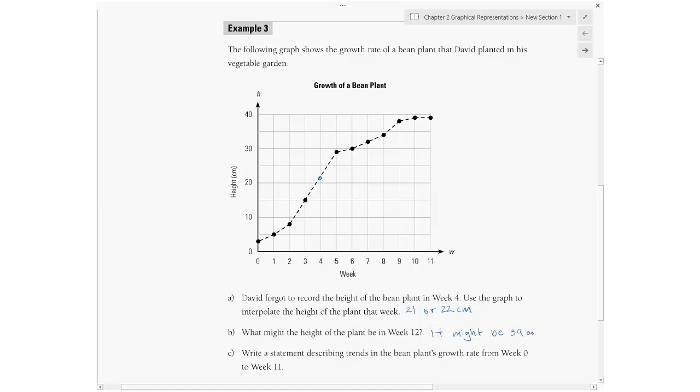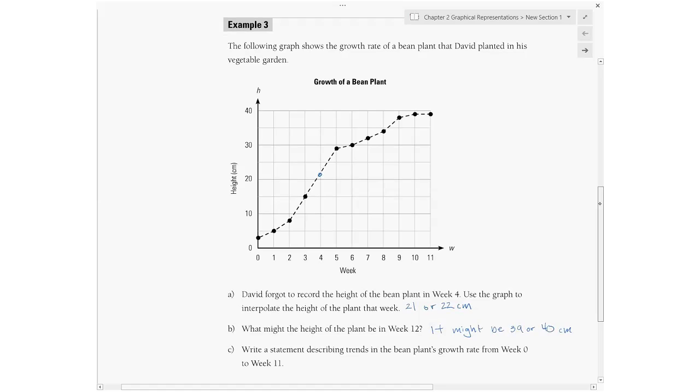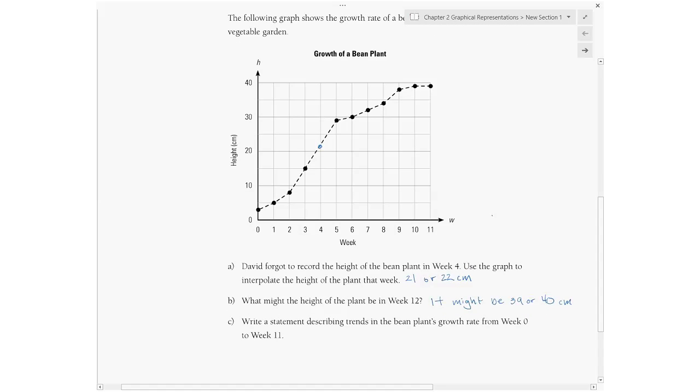I'm going to say it might be 39 or 40 centimeters. It might grow a little bit. Maybe it's reaching its maximum height, but maybe there wasn't really a whole lot going on that week. It was pretty dry and hot, and it didn't really grow. It needed some rain, or maybe it wasn't really sunny. Who knows?